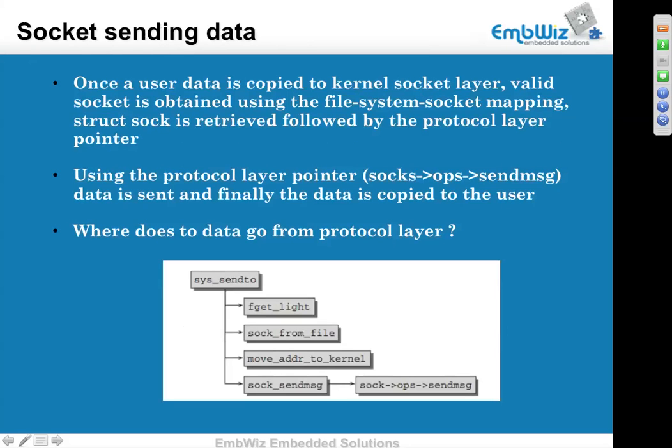Okay, so this function is used to copy the data from user space to kernel space. You are sending some data, right? You'll be sending it from a user space address space to the kernel address space. And this function, the sock from file, will resolve the mapping so that it gets a struct sock from the file descriptor.